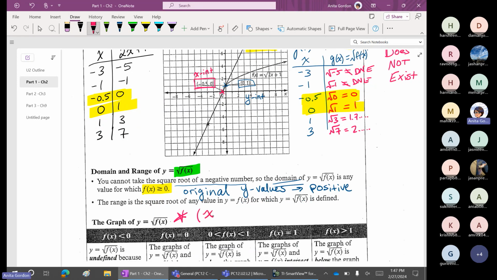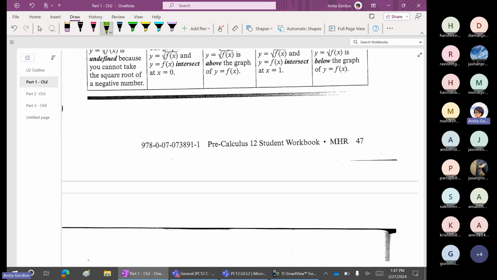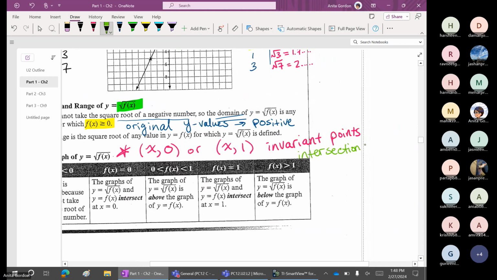Whenever you have an x value with y coordinate 0, or you have an x coordinate with a y value of 1, these are going to be invariant points. Invariant means they're not going to change from the original to the new graph. They're going to intersect these points. Another way to call these are intersections.